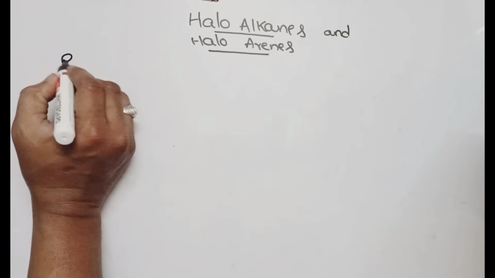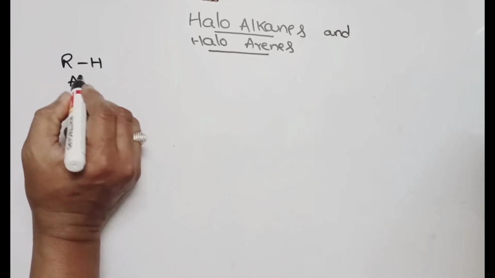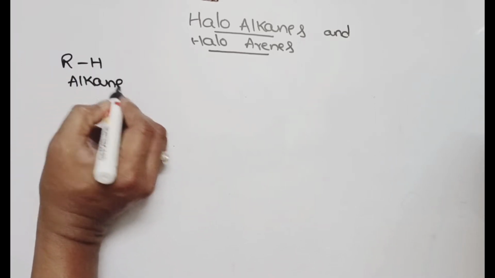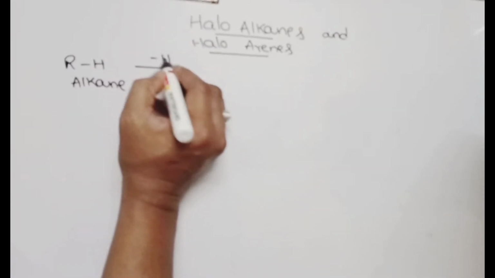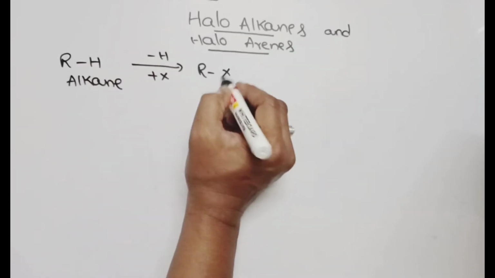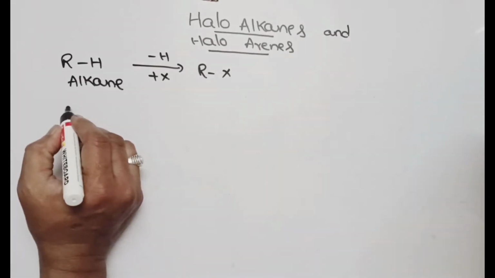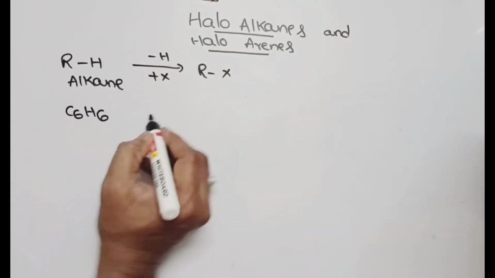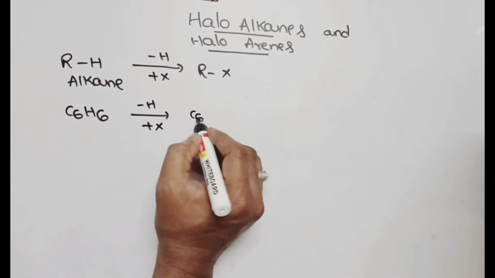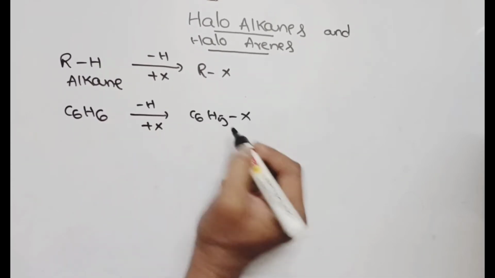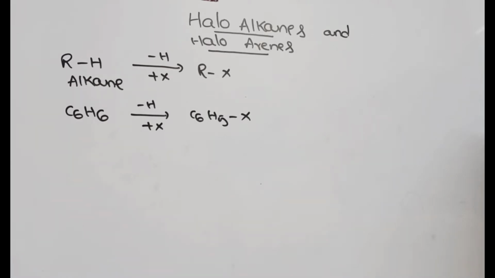Example, R single bond H, which is known as alkane, which consists of a halogen as the functional group, is known as a haloalkane. Then haloarene, which consists of a halogen as the functional group, is known as a haloarene. These are haloalkanes. Example, alkyl halide.